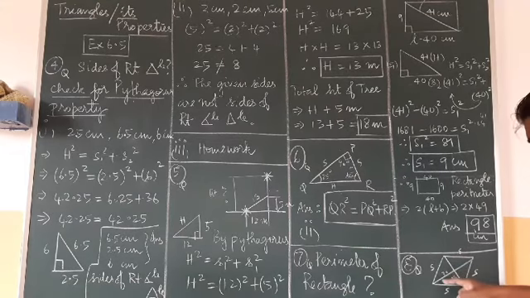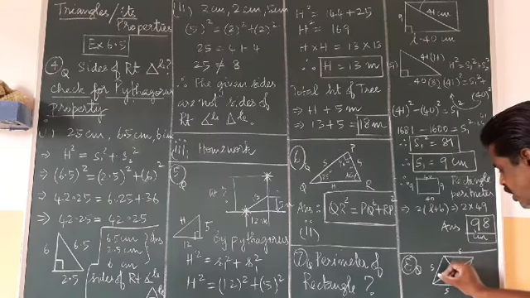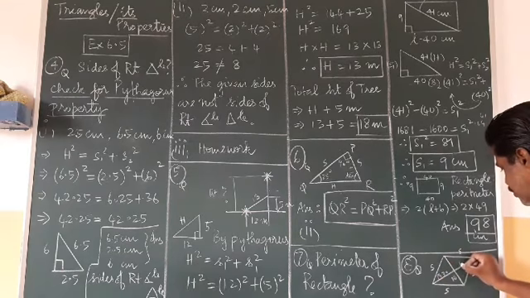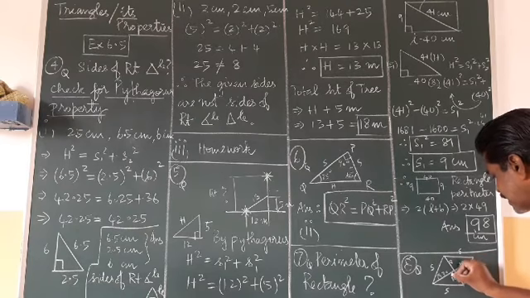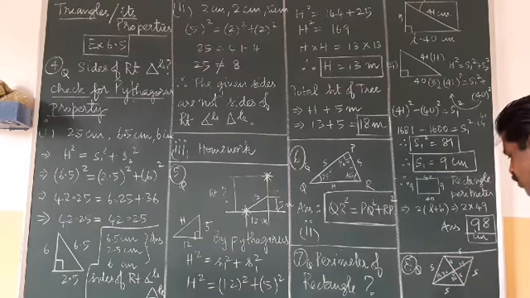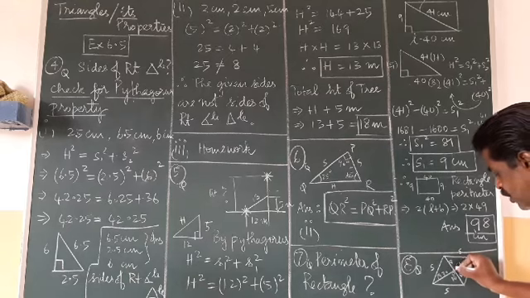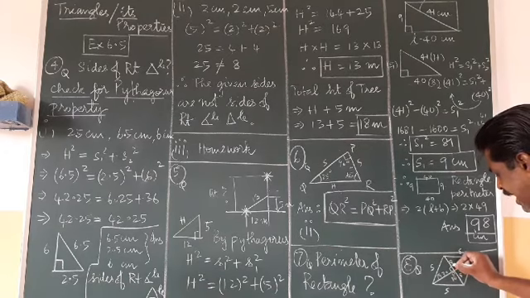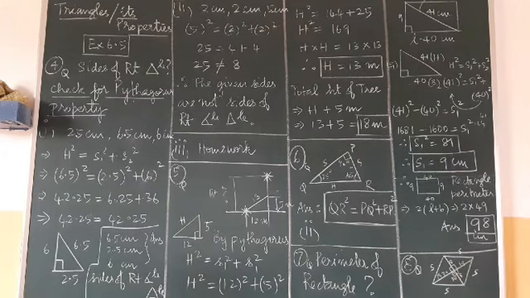Then we know in the rhombus the diagonals will bisect each other. So this will be 15, this will be 15, and this will be 8, this will be 8. Let us take O here. Also we know in the rhombus the diagonals meet at a right angle and will bisect each other.